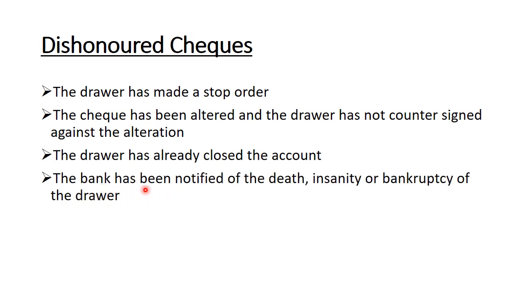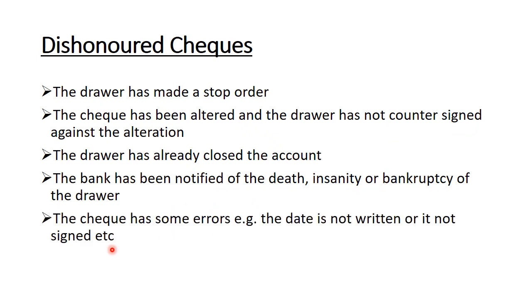It can also happen that the bank has been notified of the death, insanity, or bankruptcy of the drawer. I've talked of death and insanity, getting mad. So if the drawer dies, or has gotten mad, or has become broke, then it can be difficult to pay you. Also, if a check has some mistakes, for example, the date is not written or it's not signed, then again you cannot be paid.